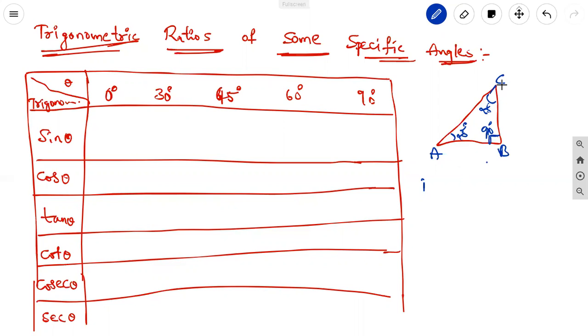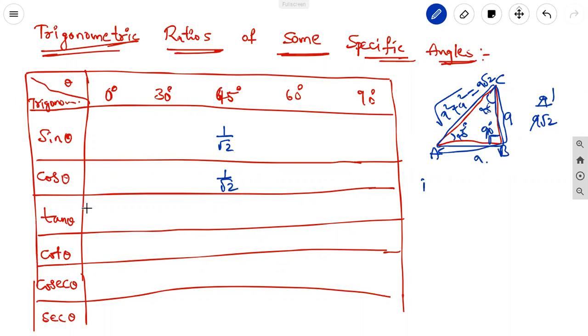Here suppose the two sides are equal. When the two angles are equal, then these two sides are equal. Let them be A and A. Opposite squared plus adjacent squared, A squared plus A squared, is equal to the hypotenuse, A root 2. From this, for 45 degrees, sine 45 is opposite by hypotenuse, A by A root 2. Then A cancels. This is 1 by root 2. Cos 45 is adjacent by hypotenuse, A by A root 2. It is also 1 by root 2.